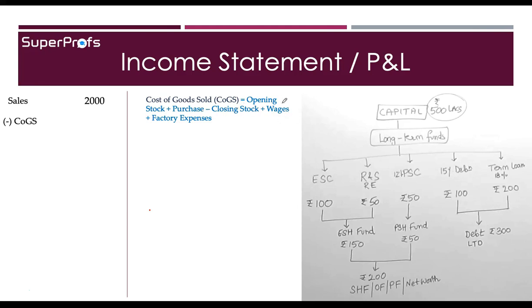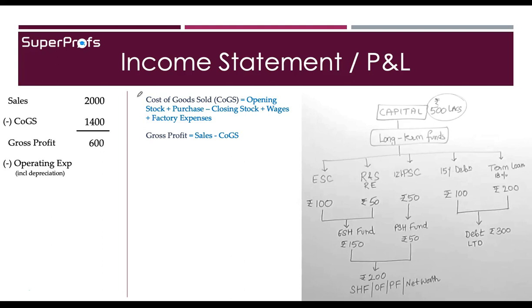And the cost of goods sold, which includes opening stock, purchases, subtract closing stock, and adds wages and factory expenses. Right, we had taken it to be 1400 and we understood that gross profit would be once we subtract the cost of goods sold from the sales. So it came out to be 600.